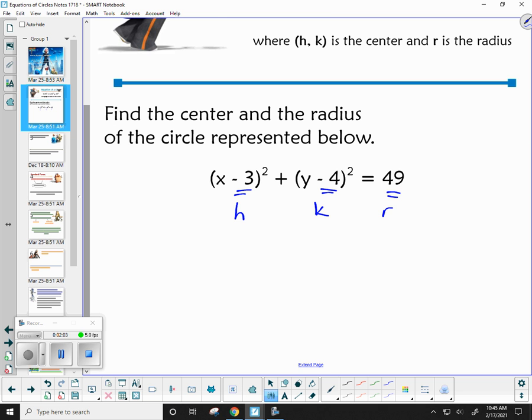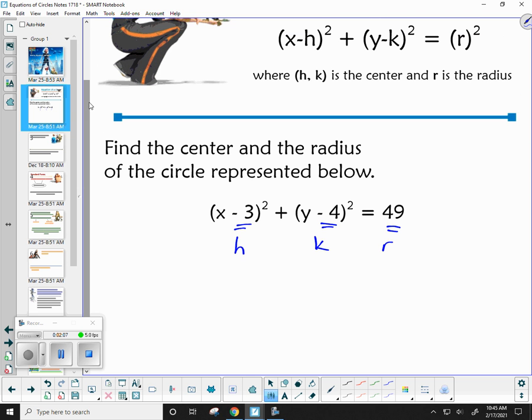My center is going to be, remember, because it's the opposite of h and the opposite of k, where's my center going to lie? At 3, 4. So the center is at 3, 4. And for my radius, you have to remember 49 is r squared. So what is the length of the radius? I'm going to take the square root of that, so it's going to be 7.